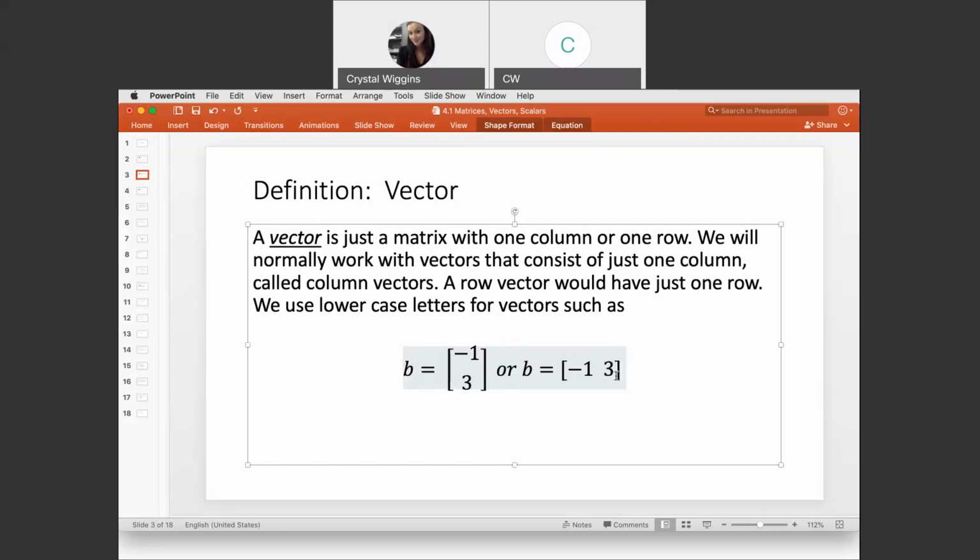But vectors do not have multiple columns and multiple rows. So a column vector will not have multiple columns. It only has a single column, and it can have as many rows or elements in the column. And a row vector won't have multiple rows, but it will have multiple columns, as each column represents an element in the vector.